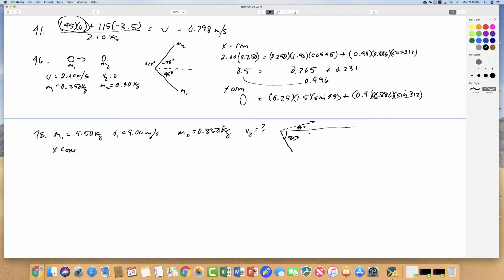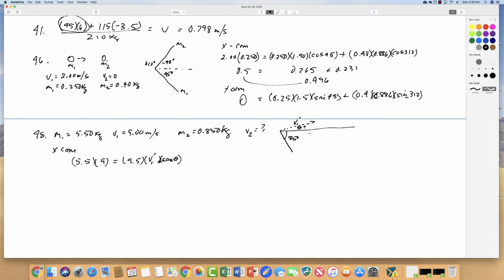The x component comes from the bowling ball, 5.5 times 9 has got to equal 5.5 times some number that you don't know, v1 prime, times the cosine of this angle you don't know. In other words, it's going to go off with a new velocity and a new angle, neither of which you know.